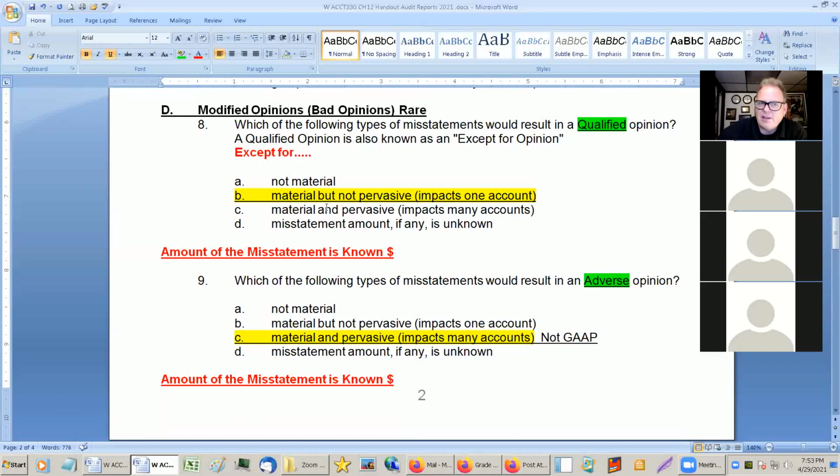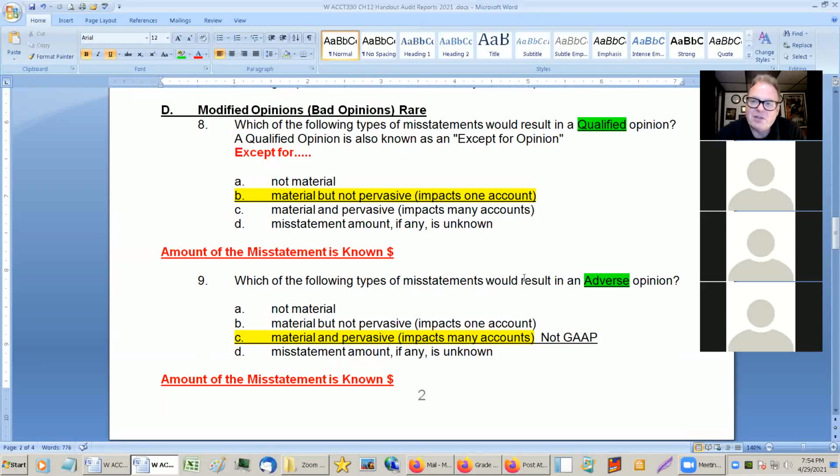And this is why these opinions are rare. Because even if the client refuses to correct them, everyone's going to know about it. And not only going to know about it, it's going to make you look even worse, right? Because now it looks like not only are your financial statements misstated, but you're trying to hoodwink people. So the amount of misstatement, it's known, it'll be in the report.